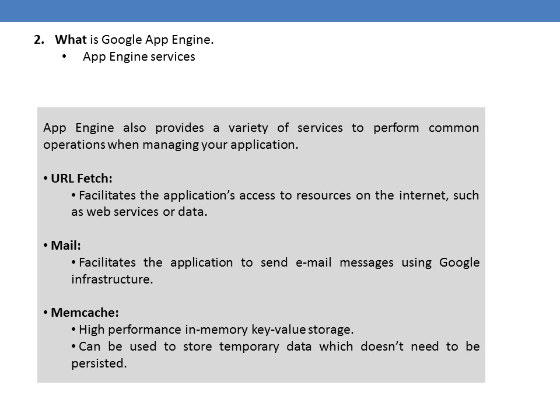Google App Engine services. App Engine also provides a variety of services to perform common operations when managing your application. URL Fetch facilitates the application's access to resources on the internet, such as web services or data. Mail facilitates applications sending email messages using Google infrastructure. Memcache is a high performance in-memory key-value storage that can be used to store temporary data which does not need to be persistent.